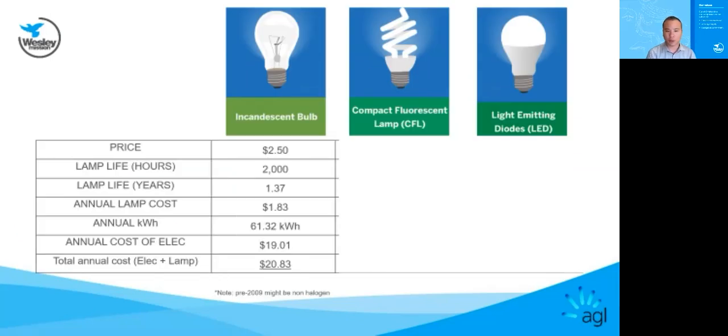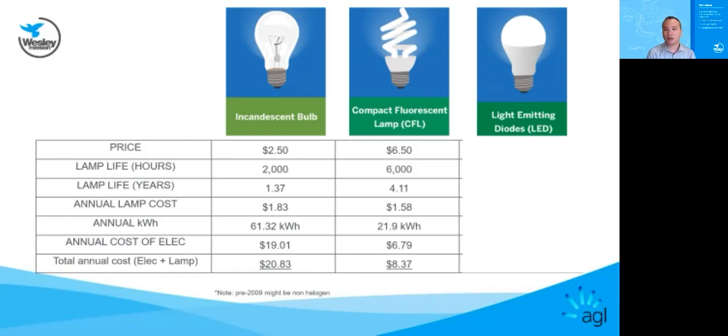A traditional light bulb would cost you $2.50 at the store. The lamp life is 2,000 hours. 1.37 years of lamp life, using up 61.32 kilowatts. So in 1 year, you're spending $20.83 on that bulb.